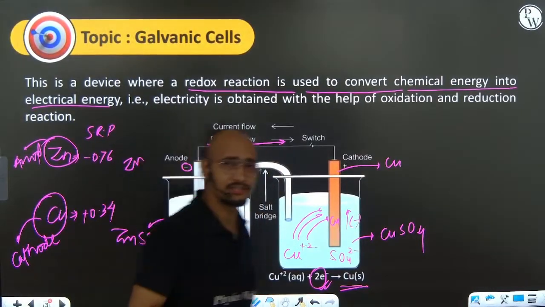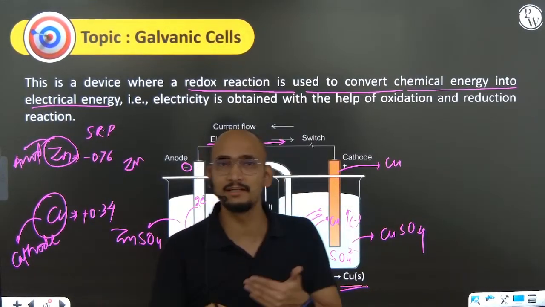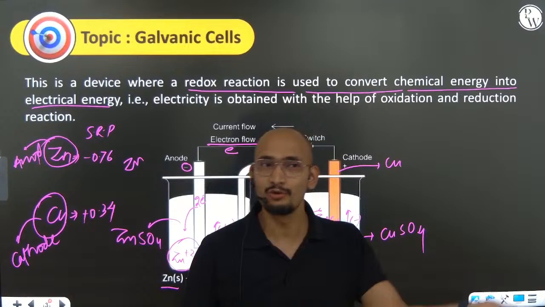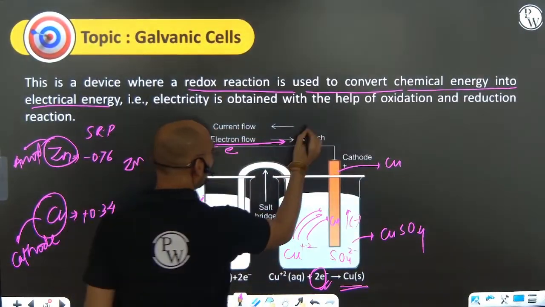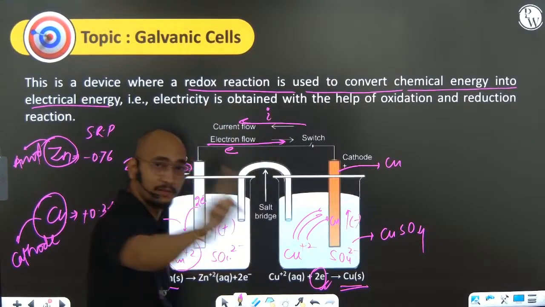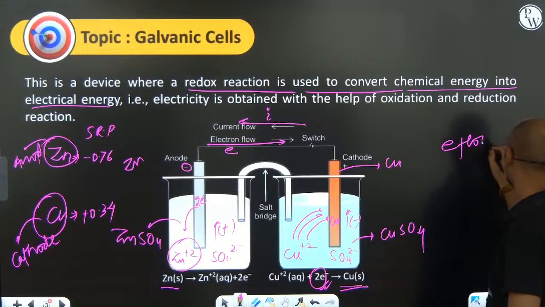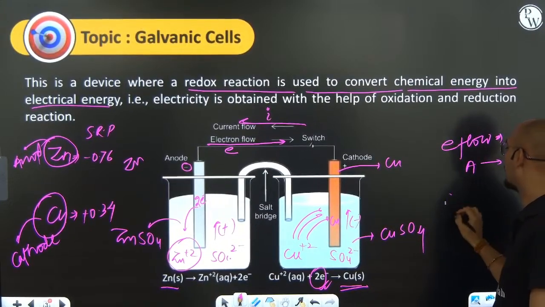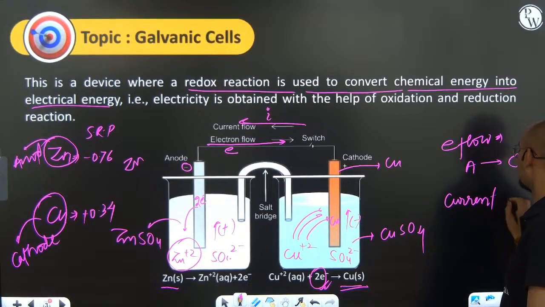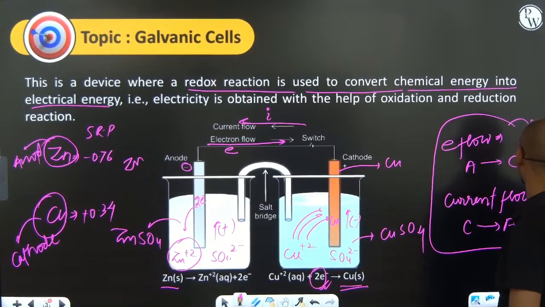And as a convention in physics, we know that current, I, always flows in the direction of positive charge, so opposite to the direction of negative charge. So current will flow in the opposite direction. I hope it is clear, it is very important. So electrons flow from anode to cathode, while current flow will be from cathode to anode. Very important point to keep in mind.